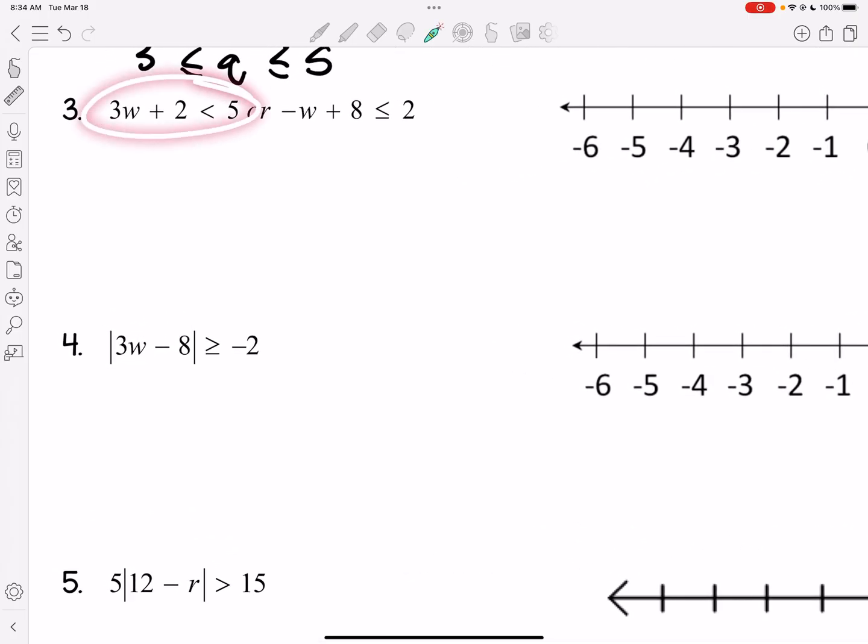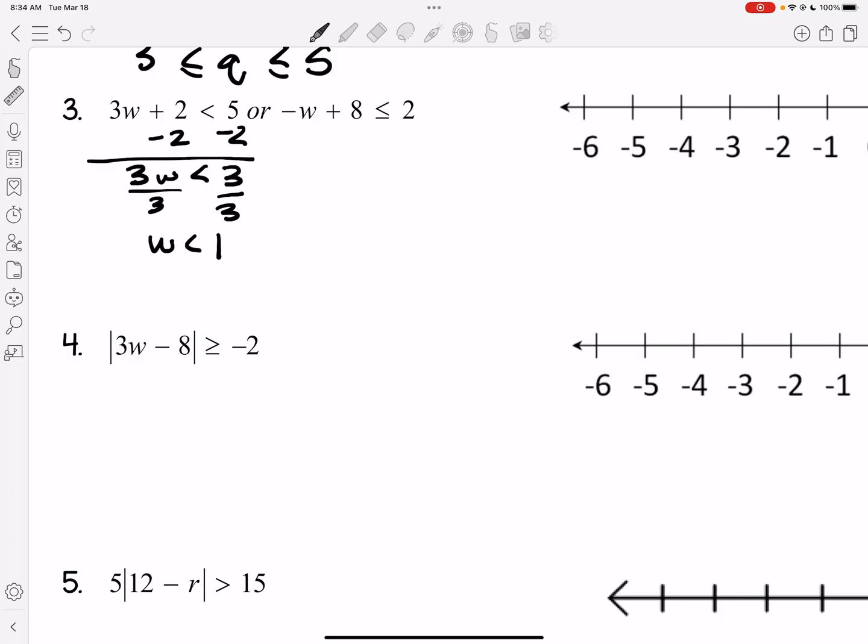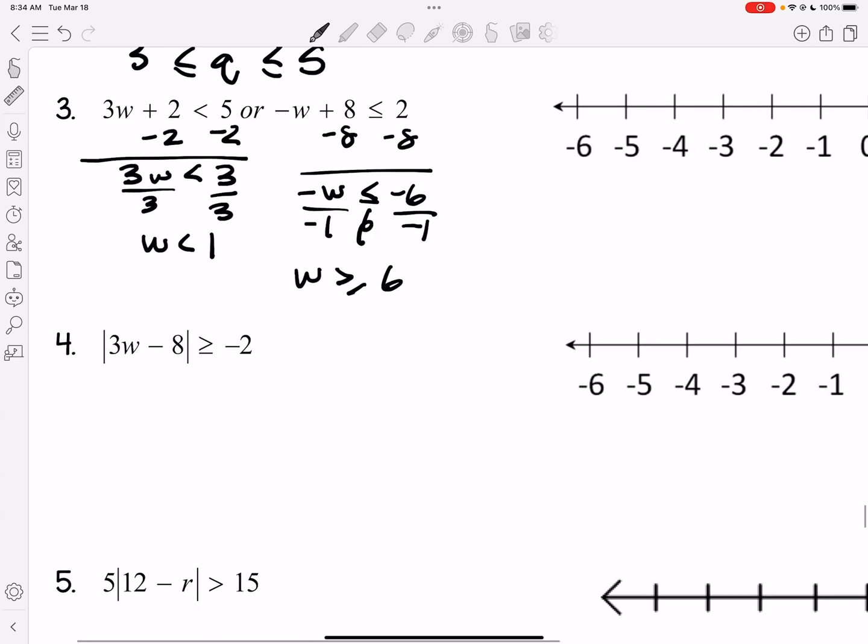Number 3, I'm going to solve both of these. So I'm going to do this guy on the left first, meaning I'm going to subtract 2 from both sides to get 3w is less than 3. Divide both sides by 3 to get w is less than 1. On the right, I'm going to subtract 8 from both sides to get negative w is less than or equal to negative 6. Divide by negative 1, which means I'm going to flip my sign so I get w is greater than or equal to 6.